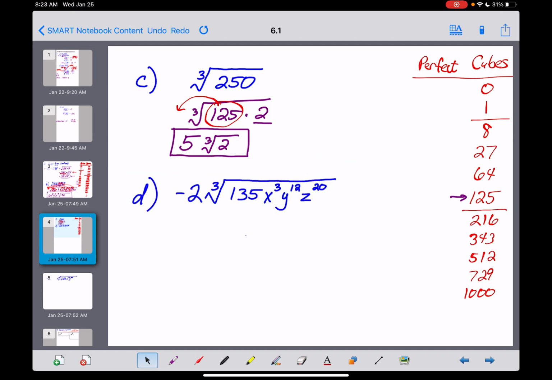That's how we've simplified this problem right over here. It's got the same value, but we've written it in such a way that there are no perfect cube factors other than 1, which doesn't really count. There are no perfect cube factors left in your radicand.